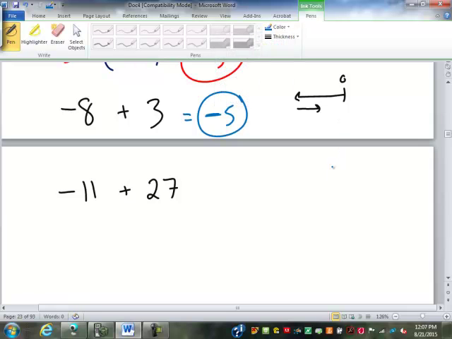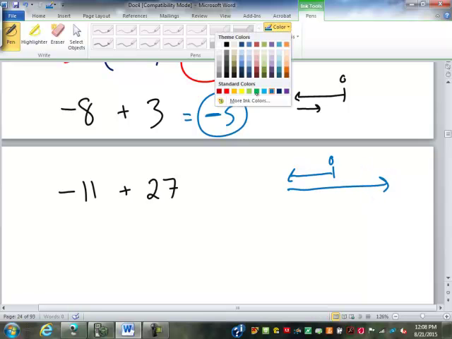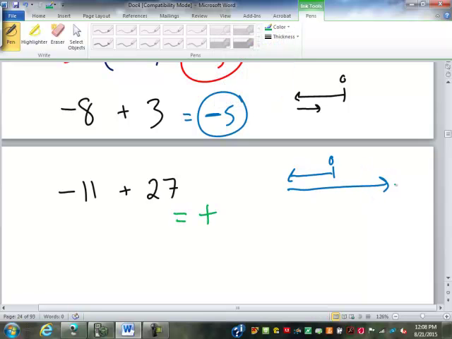How about this one? Here's 0, and -11 goes this way. 27, same or opposite direction? Opposite, longer or shorter? Longer. So that tells me I've made it to the positive side of 0. Again, the arrows are in opposite directions, so it's the difference between 11 and 27, which is 16.